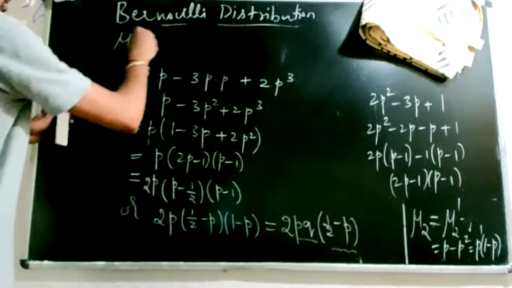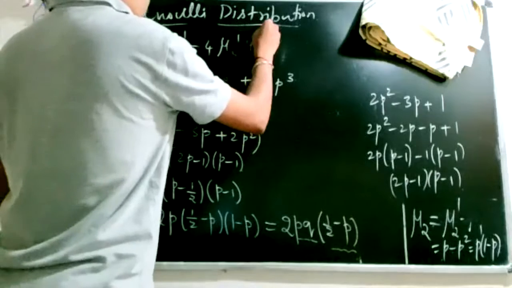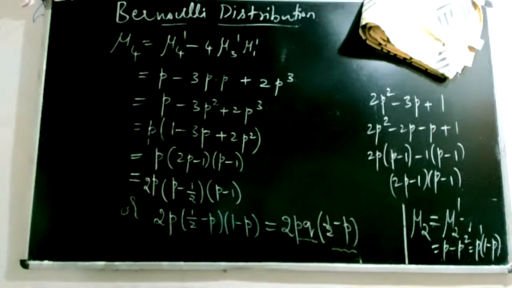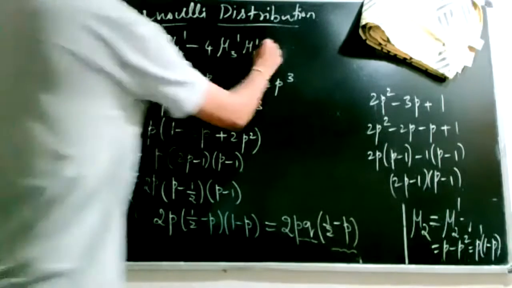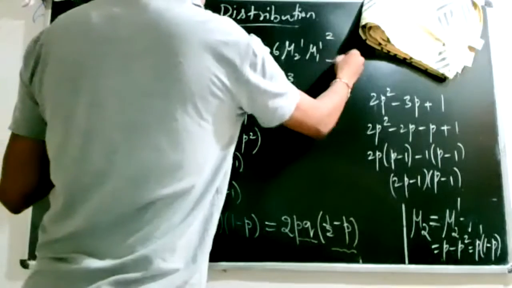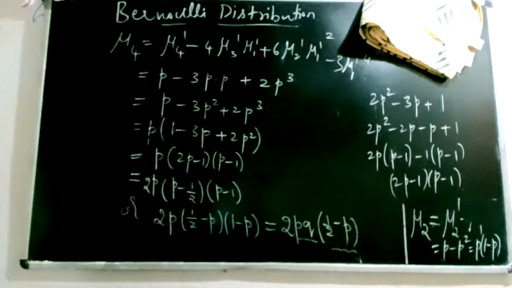What is the mu4 formula? The fourth moment: mu4 dash minus 4 mu3 dash mu1 dash plus 6 mu2 dash mu1 dash square minus 3 mu1 dash power 4. So all these raw moments are p, so substitute and simplify.